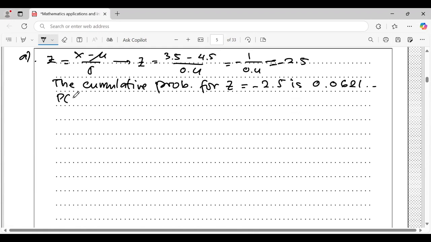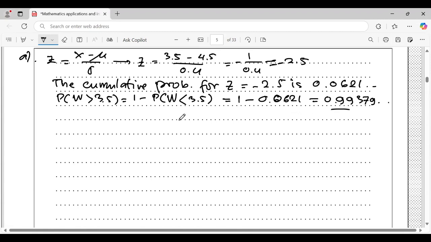And the probability W greater than 3.5 equals 1 minus the probability W less than 3.5. And it is 1 minus 0.0621 equals 0.99379. This one.